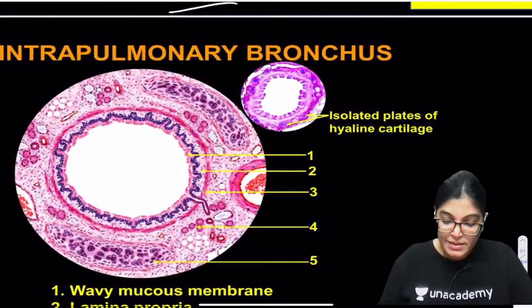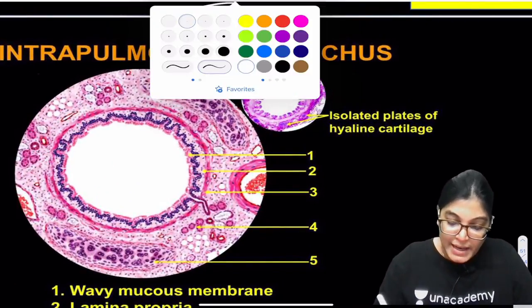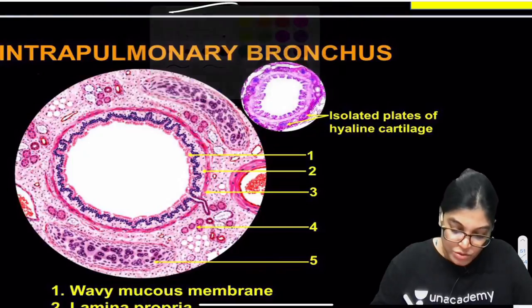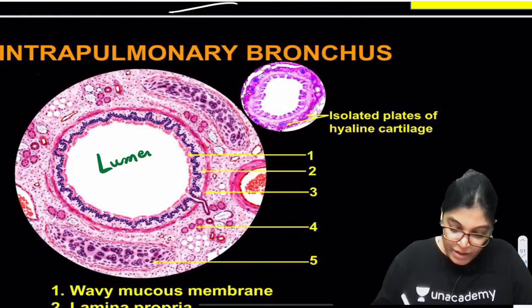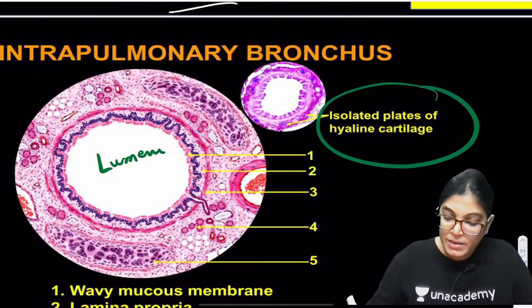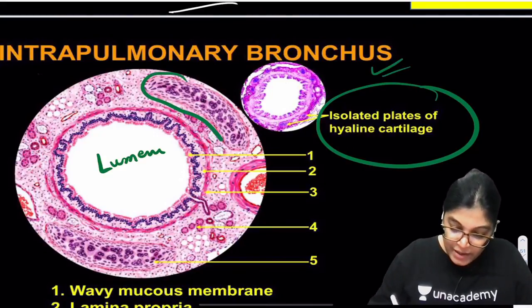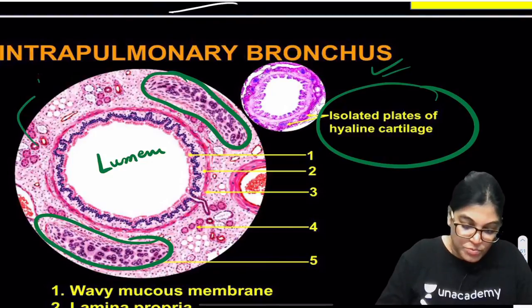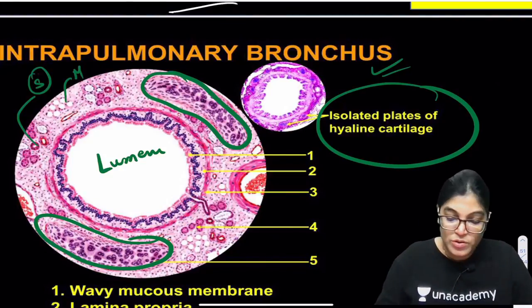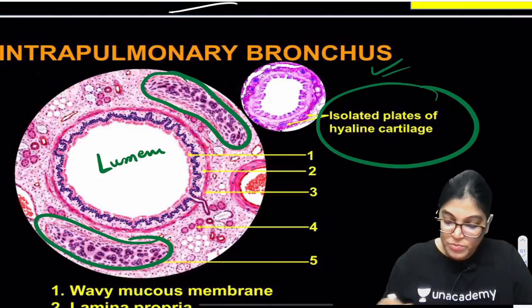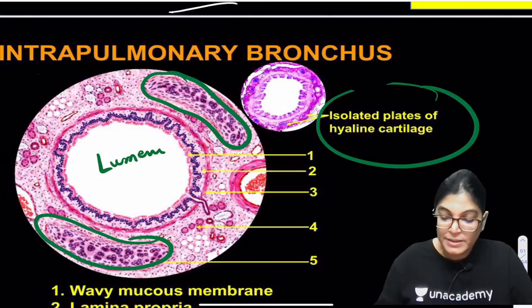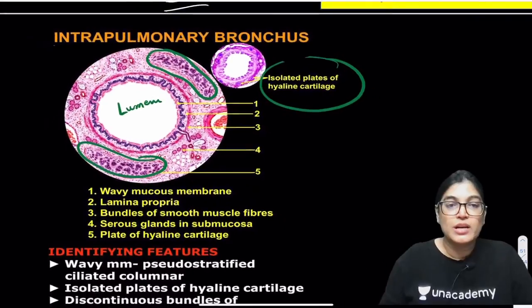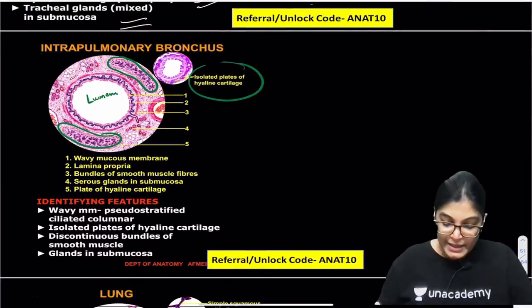Intrapulmonary bronchus, see here, this is the enlarged view. So very nicely you can appreciate the lumen. So this is the lumen. Ciliated columnar, and you can see it has isolated plates of hyaline cartilage surrounding, few seromucous glands, S and M, and adipocytes. So it has few seromucous glands and isolated plates of hyaline cartilage. So these are all identifying features.